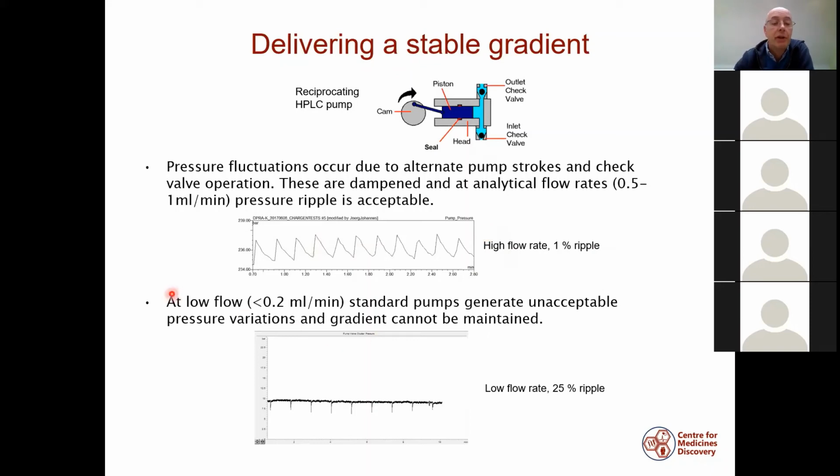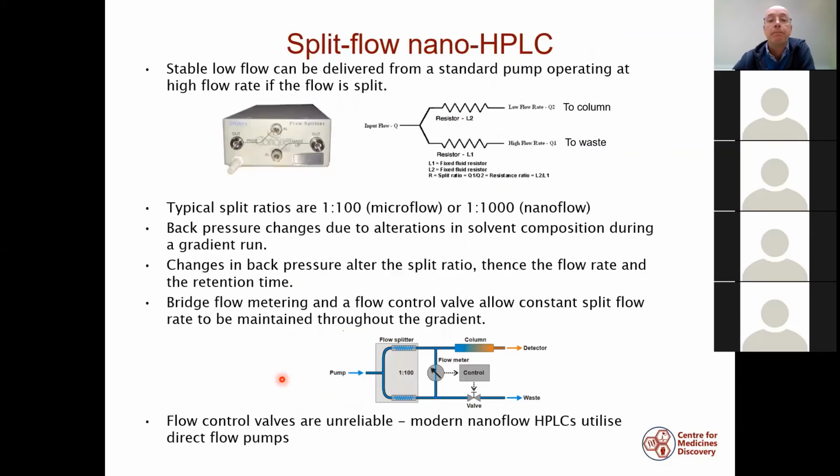However, as your flow rate decreases, if you drop it down below about 0.2 mils per minute, then this pressure ripple, which I've shown you another example here, this constitutes about 25% of the pressure. Okay, so that is unacceptable. This will not deliver a stable gradient for you. So there are a number of solutions.